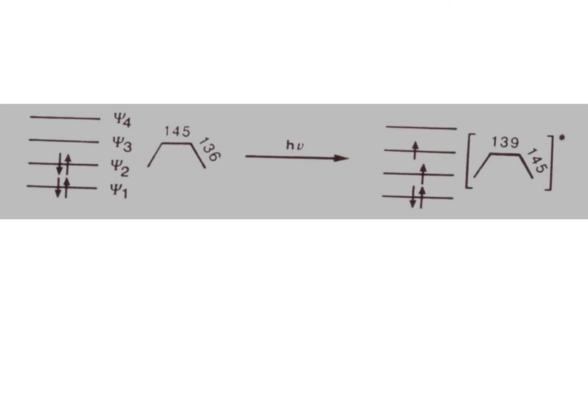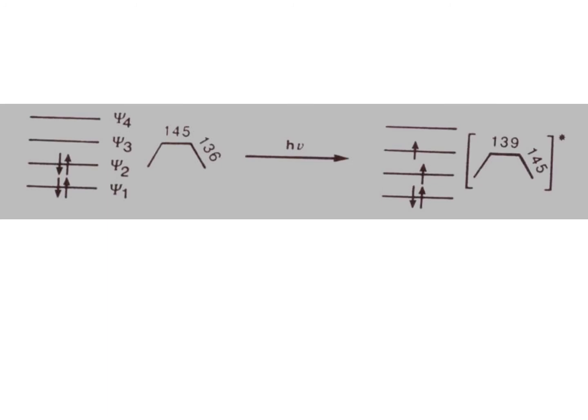I now want to introduce you to what is happening in the first excited state of butadiene. In the ground state of butadiene, Psi1 and Psi2 are filled with 2 electrons each, and the bond distance is 1.36 and 1.45 between the central carbon atoms. When you photoexcite the molecule, you push 1 electron from Psi2 to Psi3, and the bond distance between C2 and C3 actually decreases.